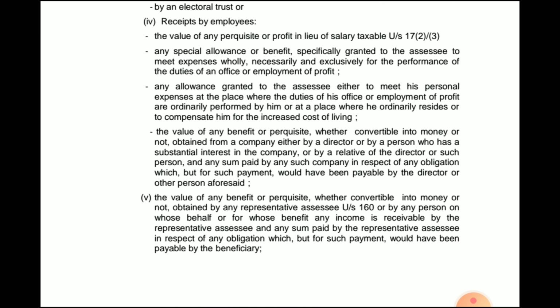Similarly, the value of any benefit or perquisite, whether convertible into money or not, obtained by a representative assessee as per section 160, right? If anybody is getting any value, which is either convertible or not, for a representative assessee, which is mentioned in section 160, or by any other person on behalf of them for those benefits, even that particular thing is also treated as income.